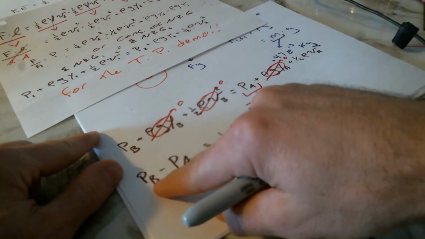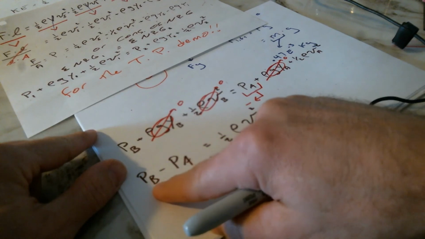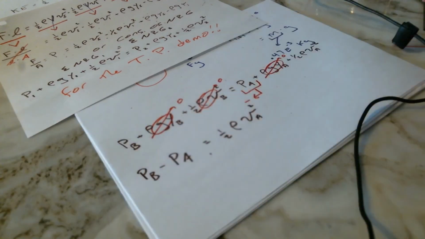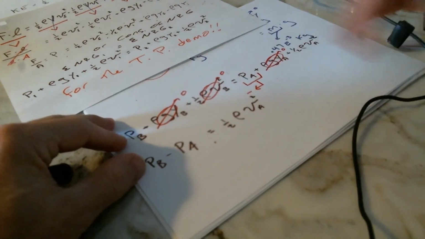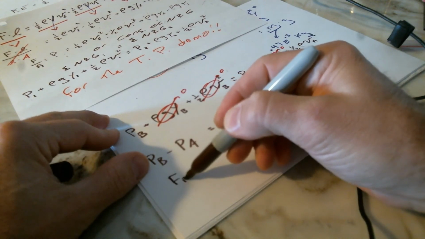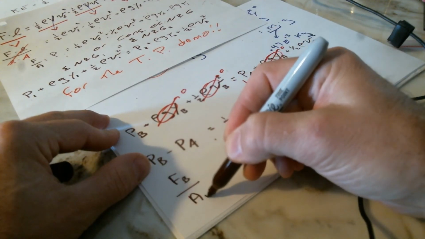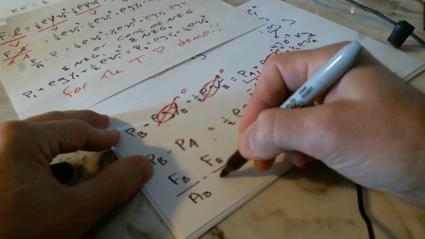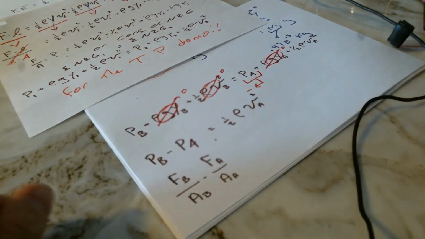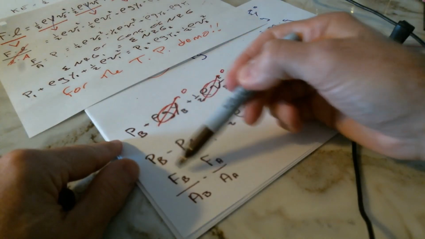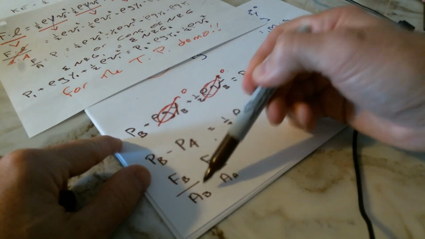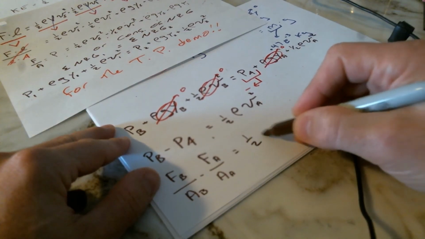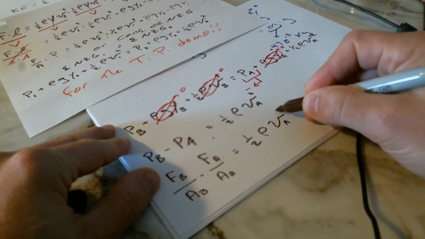Okay? Now, remember, pressure below minus above. The below pressure, now you remember what pressure is equal to? Force divided by area. So that pressure below is going to be force below over area below minus force above over area above. Okay, so all I did was take pressure and replace it with force divided by area, above and below. That equals 1/2 rho velocity above squared.